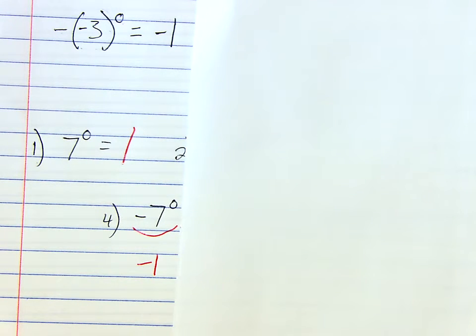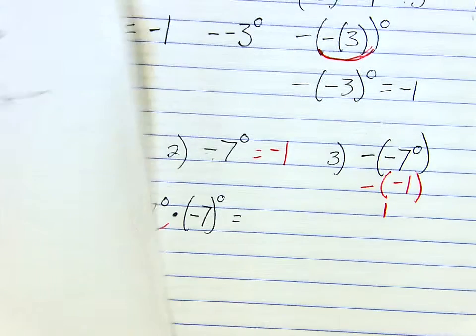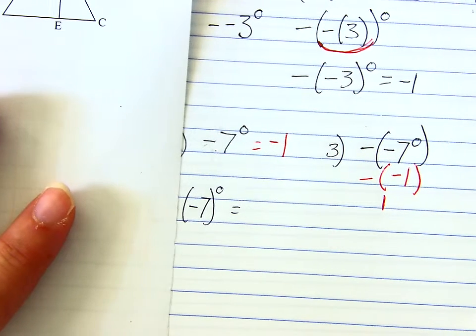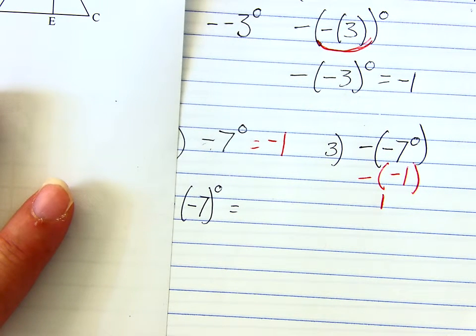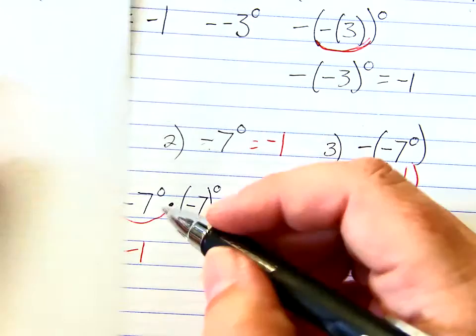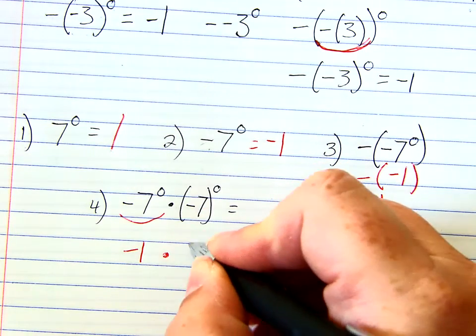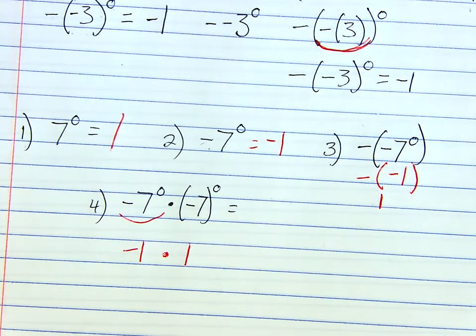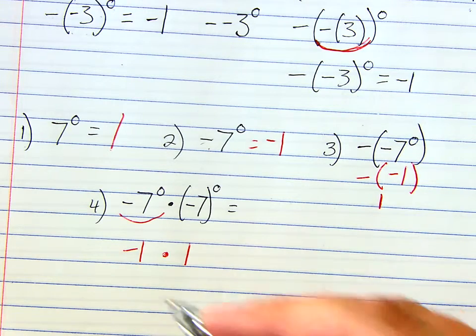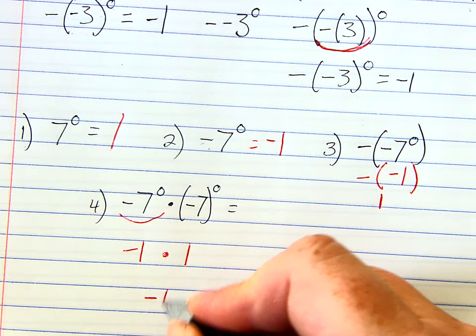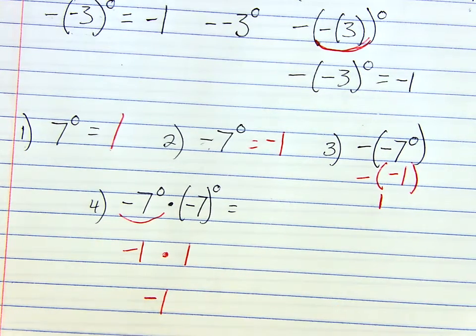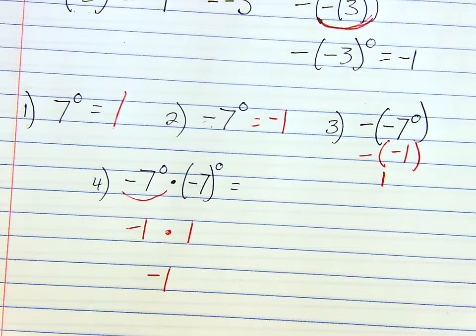I'm going to multiply it by whatever I get in this chunk over here. And what do I get from that chunk? +1. So I'm going to do a -1 times a +1, which is -1 all day long. So -1 is our correct answer for number 4. Does that make sense? Okay.